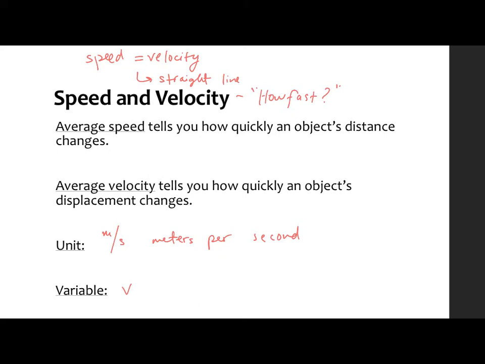Okay? So speed is related to distance over time, because they're both scalars. And then velocity, average velocity, relates to displacement over time, because they're both vectors.